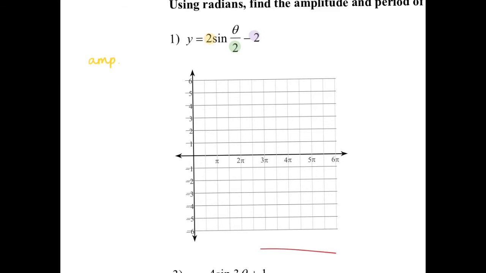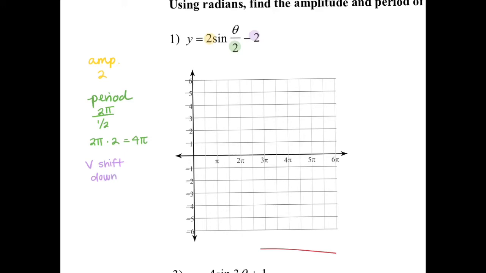Notice that I'm also highlighting them in certain colors because by now y'all know how I like to color code. So my amplitude is 2. My period is 2 pi over 1/2. So when I keep change flip, I have 2 pi times 2, which is 4 pi. And my vertical shift is going to go down 2.